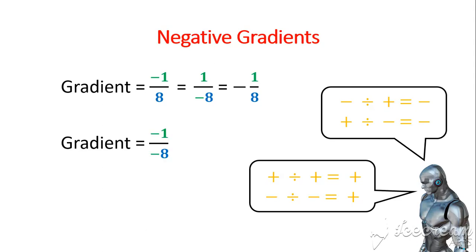What about if the rise and the run were both negative, -1/-8? Well, hopefully you can remember that a negative divided by a negative makes positive. So we'll just write it as 1/8, which would be a positive gradient.